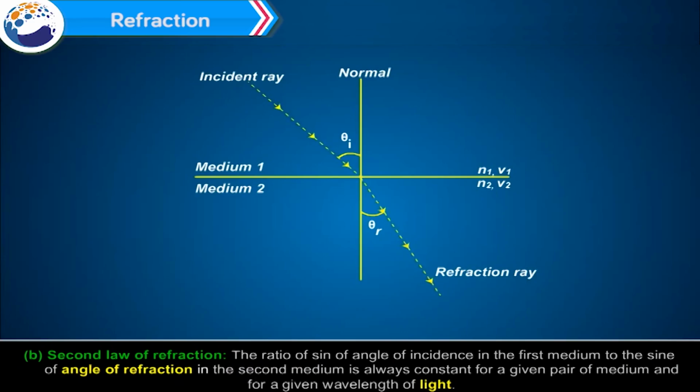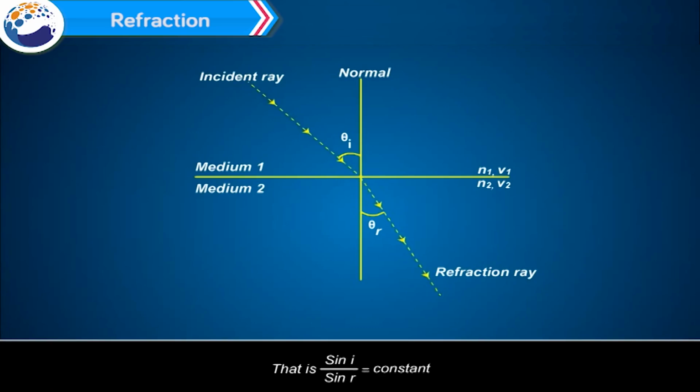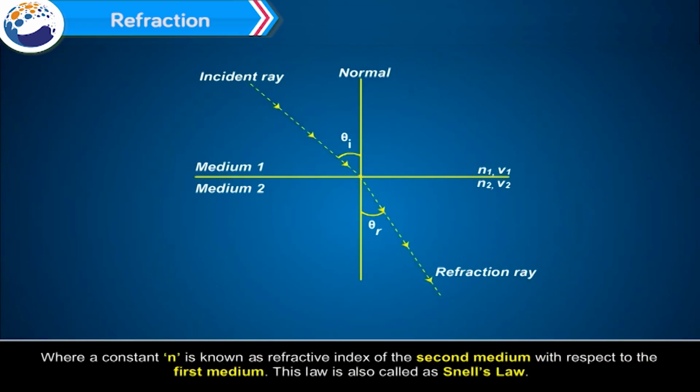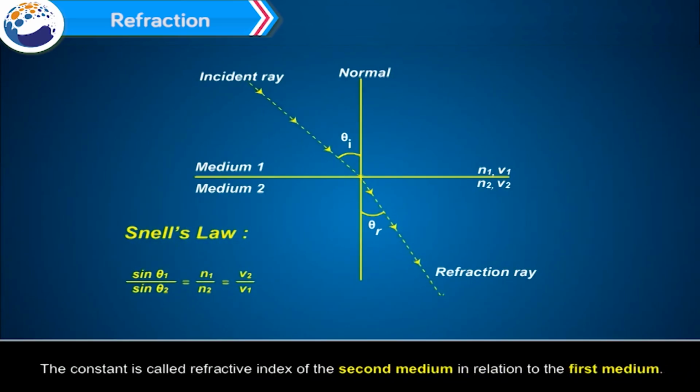The ratio of the sine of the angle of incidence in the first medium to the sine of the angle of refraction in the second medium is always constant for a given pair of media and for a given wavelength of light. That is, sine I divided by sine R is equal to a constant n, known as the refractive index of the second medium with respect to the first medium. This law is also called Snell's law. The constant is called the refractive index of the second medium in relation to the first medium.